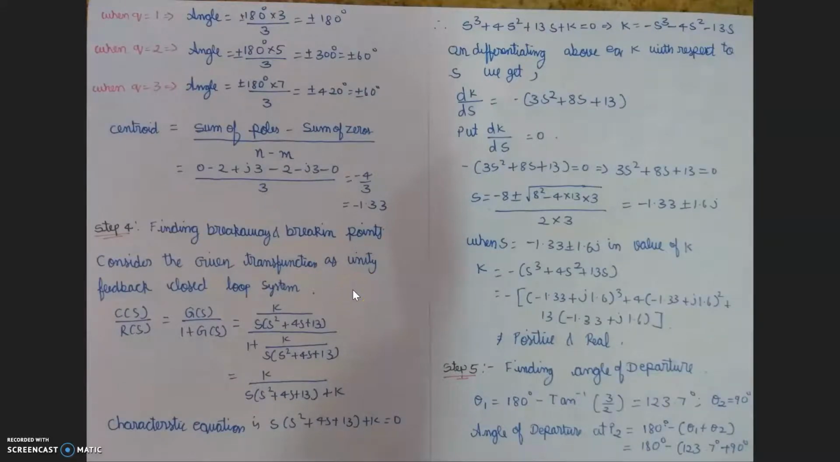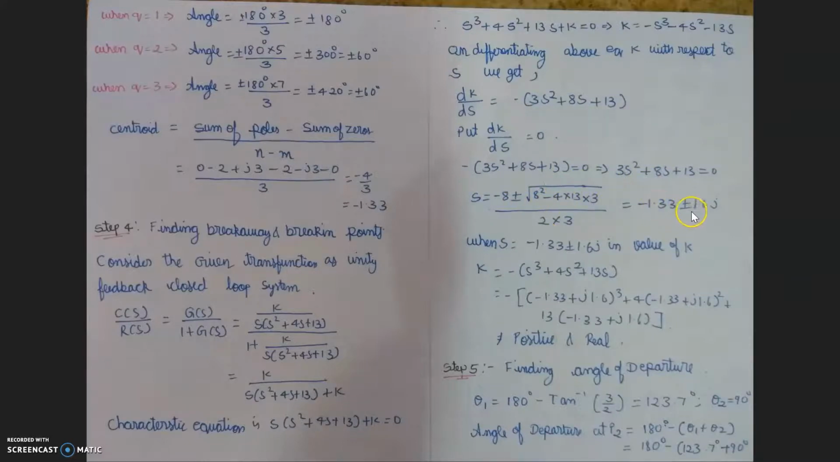For that, we consider the transfer function as a closed loop unity feedback system. When we take closed loop, we can solve it using G divided by 1 plus GH, that is the block diagram reduction rule. With the help of that formula, we take the characteristic equation, and here we keep K on one side and take the rest of the variables to the other side. Then we differentiate K with respect to s, get this equation, equate it to 0, and find the value of s with the help of the same formula.